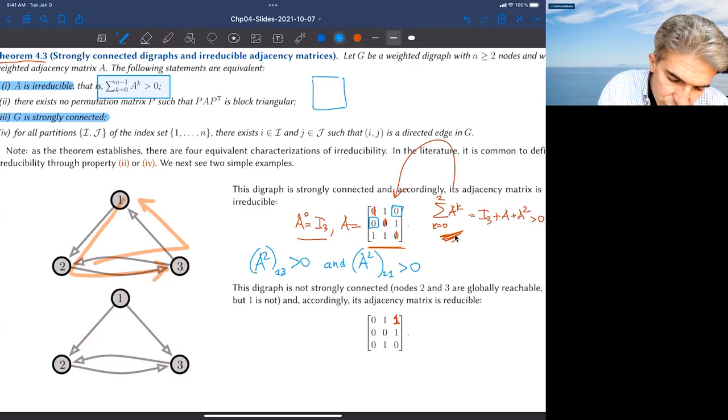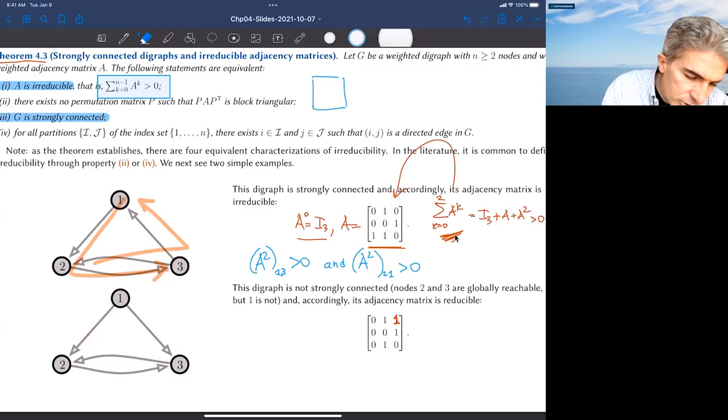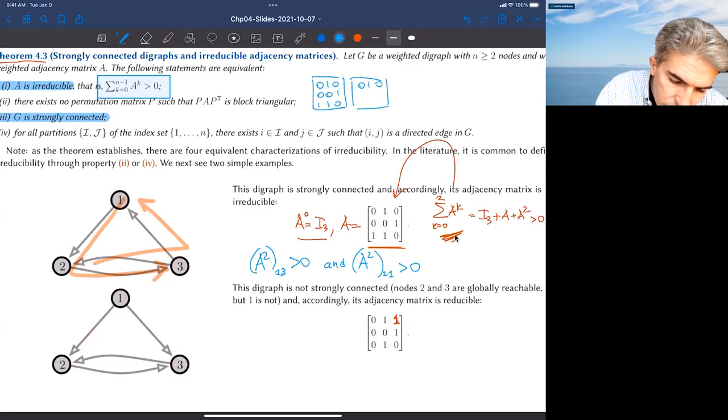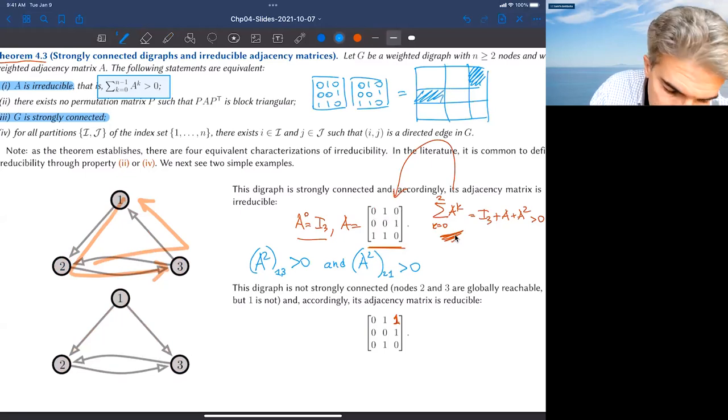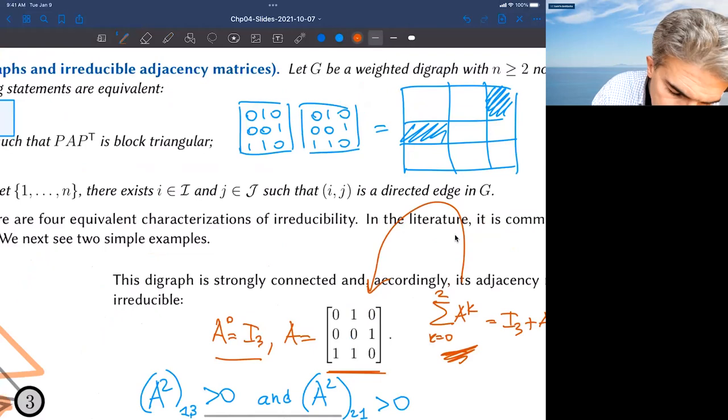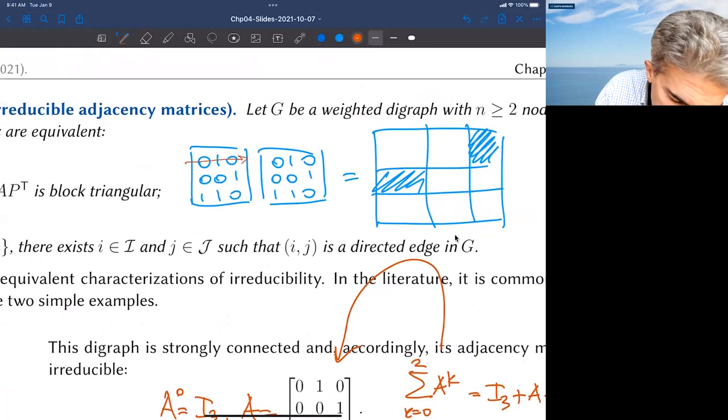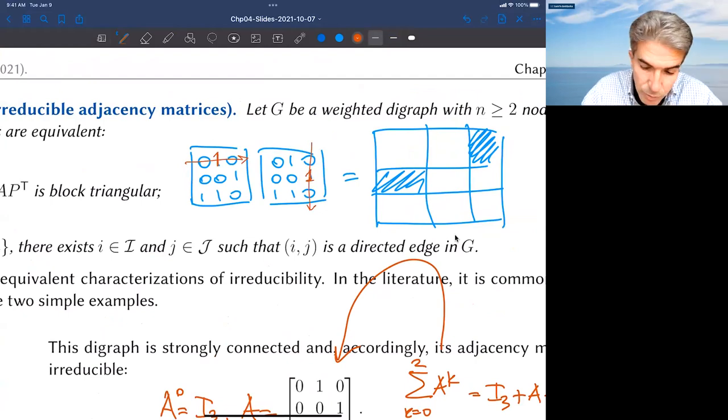Okay, perfect. If you want me to, I can also do the empirical check quickly, so that we are 100% convinced. 0, 1, 0, 0, 0, 1, 1, 1, 0. I take this matrix and I multiply it by itself. I'm not interested in the whole matrix. I'm just interested in the entries 1-3 and 2-1, right? So 1-3 would be, let's make this bigger, first row times third column. And notice that it's positive because I have a one here, and this one will hit that one and will give you this positive entry there.